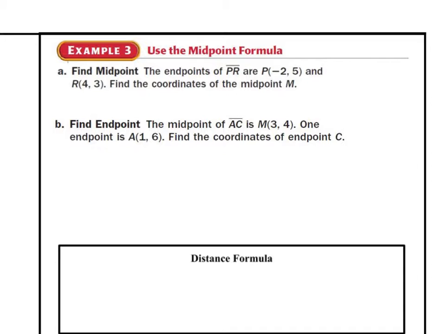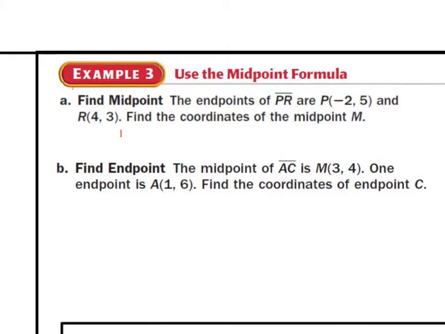Find the midpoint. The endpoints of segment PR are P, negative 2, 5, and R, 4, 3. Find the coordinates of midpoint M. So we know that the midpoint is the average. So I'll say M is equal to. Now, you could just think in your head, what number is exactly halfway between negative 2 and 4? What would that be, guys? 1. Okay, so it should be 1. But if you aren't sure about it, you can always average. So negative 2 plus 4 divided by 2, the average, should be 1.